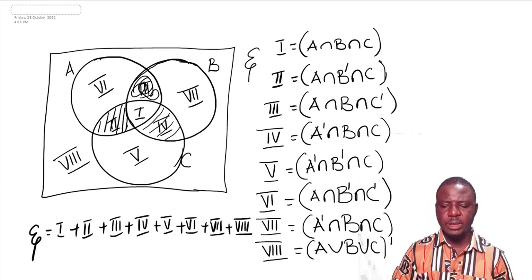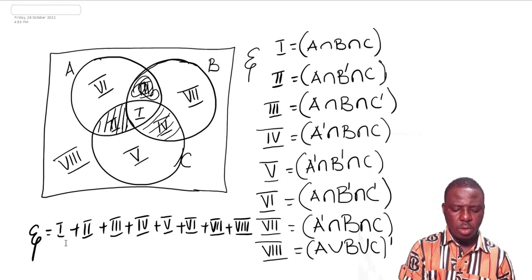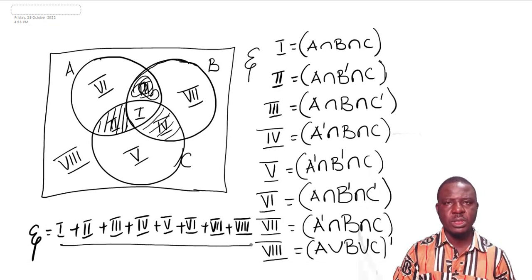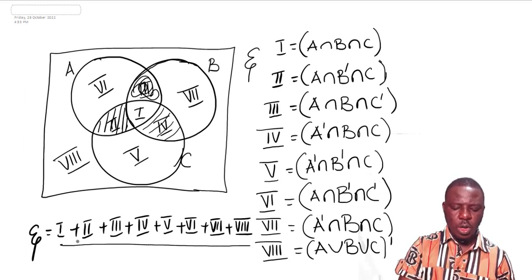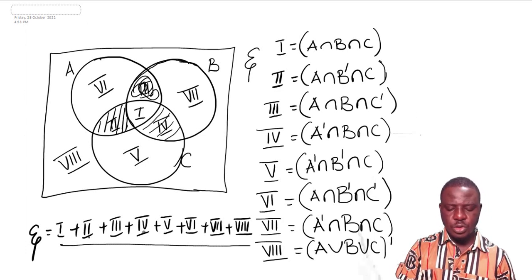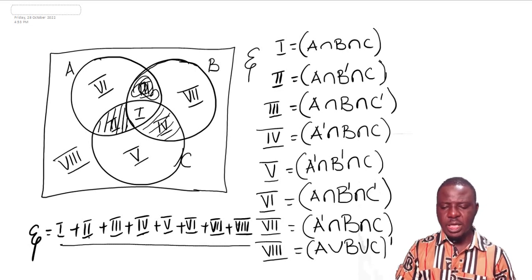I have explained the different regions in a three subset problem. Before we wrap up this class, I would like you to note that the sum total of all the regions in a three subset problem gives you the universal set. That is to say, region 1 plus region 2 plus region 3 plus region 4, 5, 6, 7, and 8 gives you the universal set.